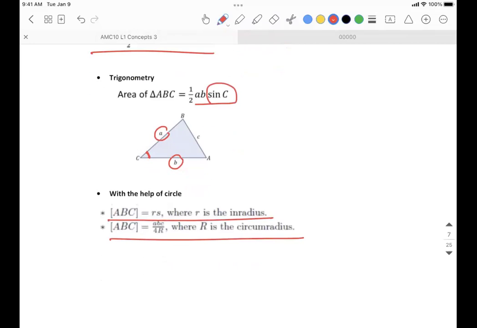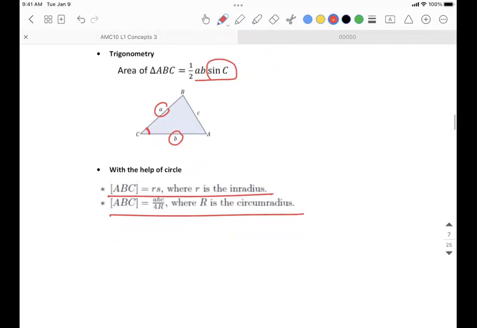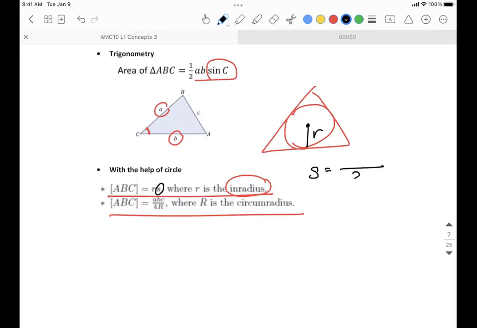I don't know if you guys are familiar with this or not, it uses the inradius. What is that? The inradius is the radius of the incircle. Let's say I have a triangle. This is my incircle. So the area is the radius of the incircle times S. What is S? S is half of A plus B plus C.